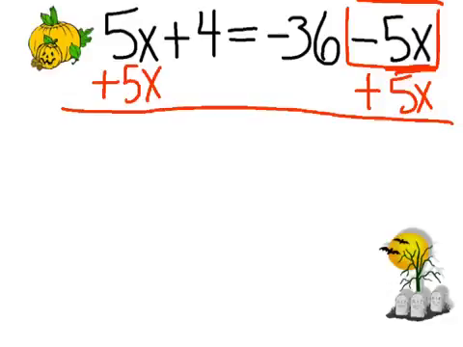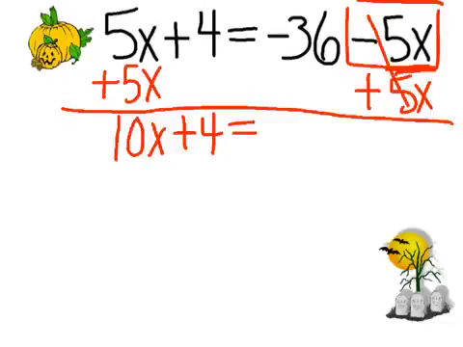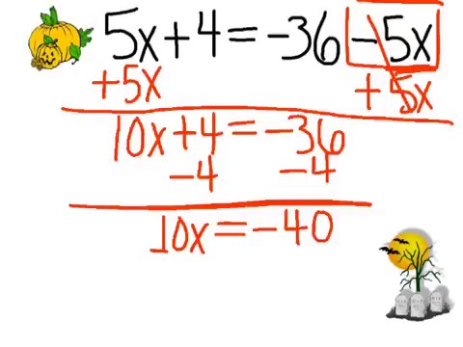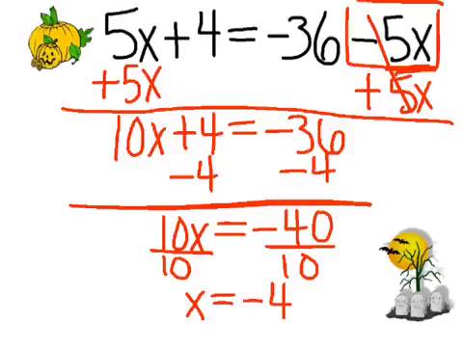When we do that, 5x plus 5x is going to give us 10x plus 4. On the right side, we have negative 36. Next, we need to subtract 4 from both sides. After that, we have 10x on the left and negative 40 on the right. We divide by our coefficient, which is 10, and our x is equal to negative 4.